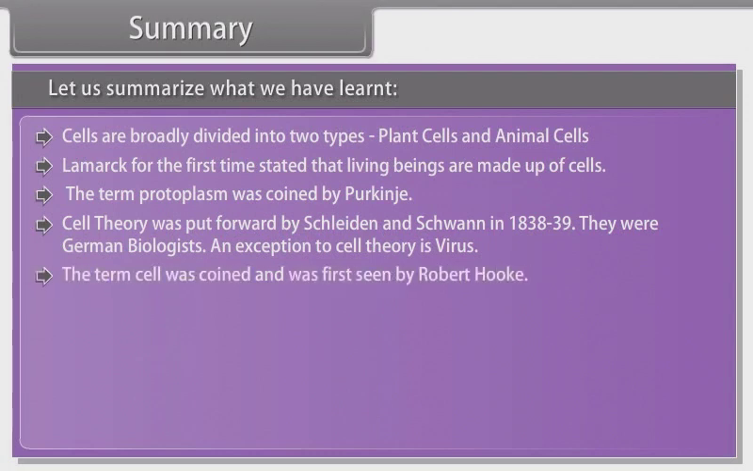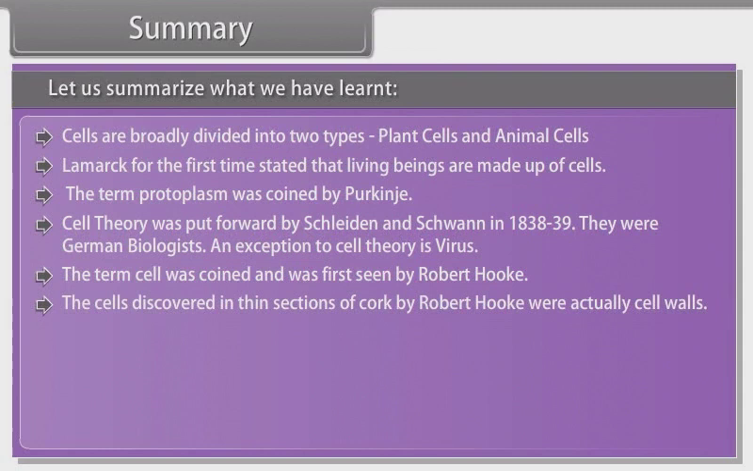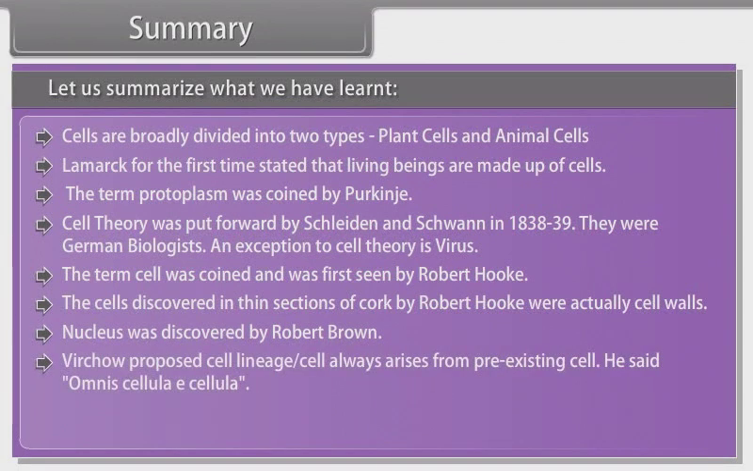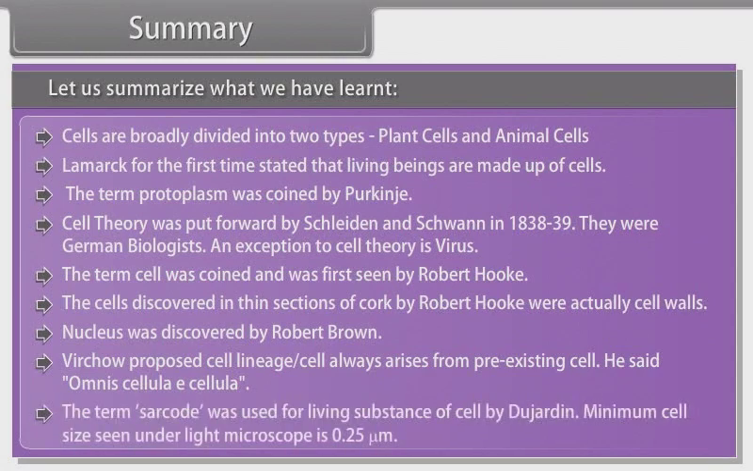The term cell was coined and was first seen by Robert Hooke. The cells discovered in thin sections of cork by Robert Hooke were actually cell walls. Nucleus was discovered by Robert Brown. Virchow proposed cell lineage. Cell always arises from pre-existing cell. He said, "Omnis cellula e cellula." The term sarcode was used for living substance of cell by Jordan. Minimum cell size seen under light microscope is 0.25 micrometer.